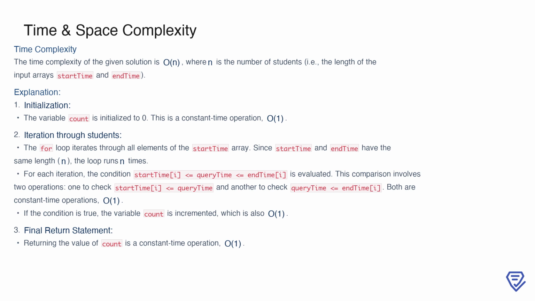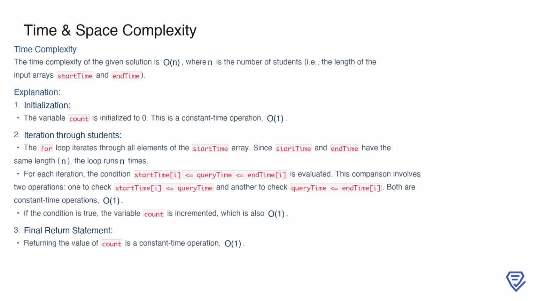Here, we analyze the time complexity of the solution. The main driver of the time complexity is the for loop that iterates through all the students in the start time array. Since the start time and end time arrays have the same length, which we denote as n, the loop runs exactly n times. Within each iteration, we check whether the query time falls between the start time and end time of the current student. This involves two comparisons, both of which take constant time, or O(1).